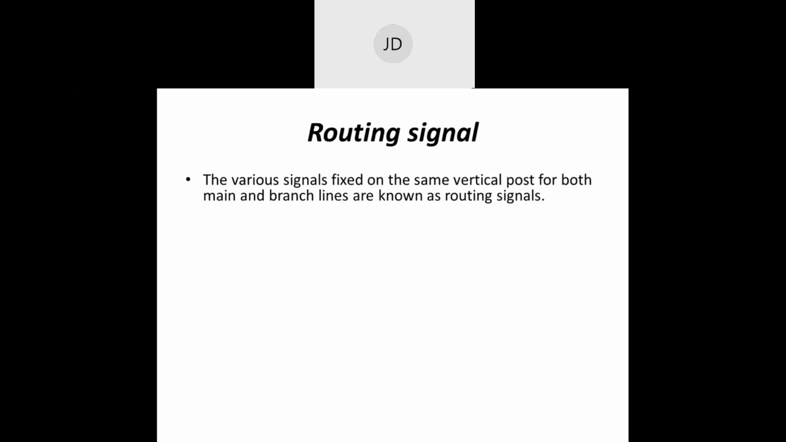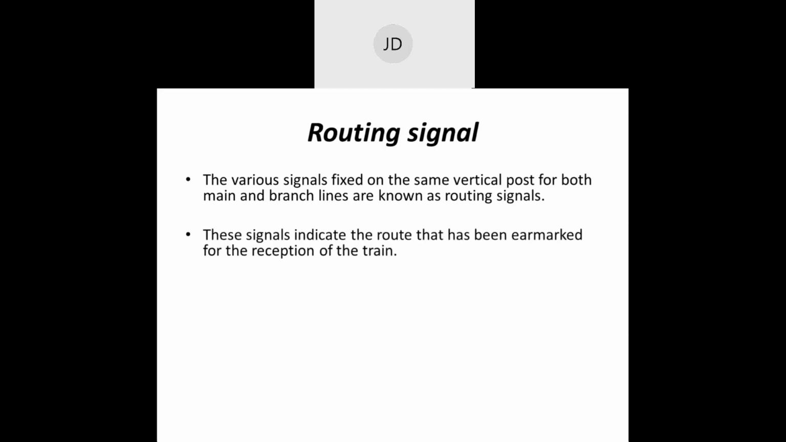That means home signals for the branch lines and home signals for the main line, or the arms for the home signal for the respective branches along with the main line, are all fixed on a single vertical post, and it is basically installed where the available place is less. So various signals fixed on the same vertical post for both main and branch lines are known as routing signals. This signal indicates the route that has been earmarked for the reception of the train.